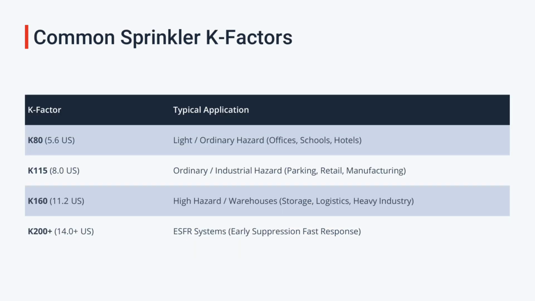Now let's look at some common sprinkler K factors and how they affect flow. K80 sprinklers are typically used for light to ordinary hazard areas. K115 sprinklers are common in ordinary and industrial occupancies. K160 sprinklers are used for high hazard and warehouse applications.